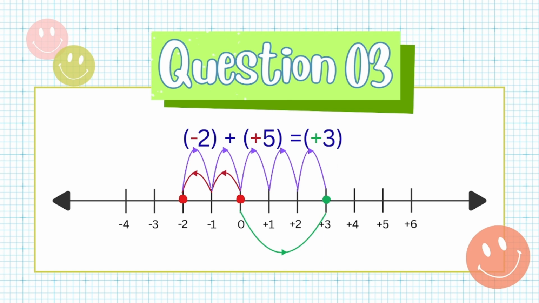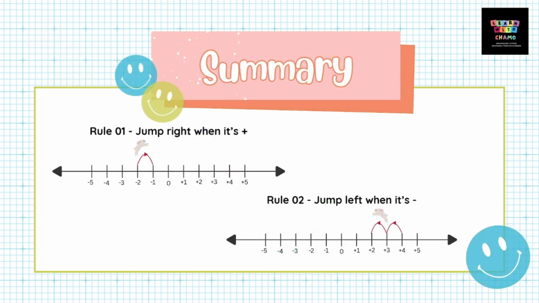I hope you enjoyed this lesson. As a summary, what is our first rule? If the sign is positive, you have to jump towards right. If the sign is negative, you have to jump towards left. That's the only thing you have to keep in mind. Quite easy. Just practice some sums according to this rule so you get the answer very easily.